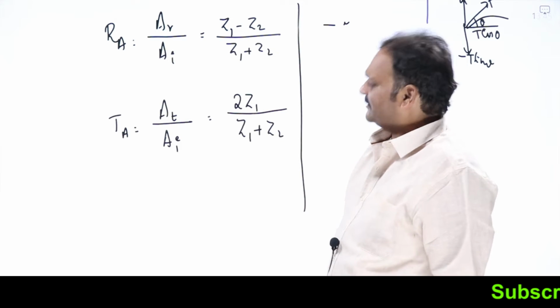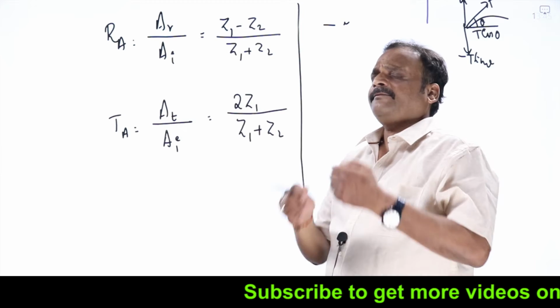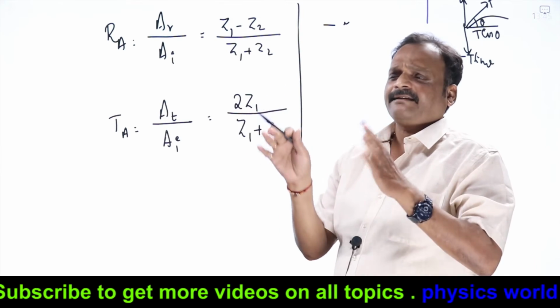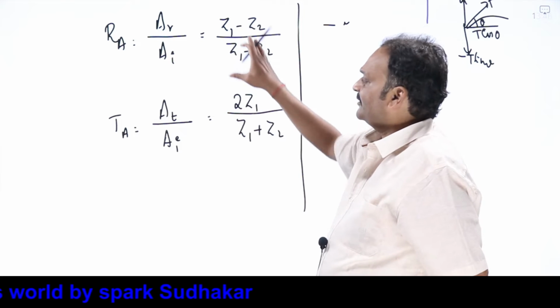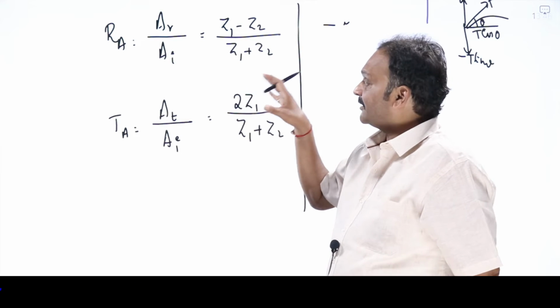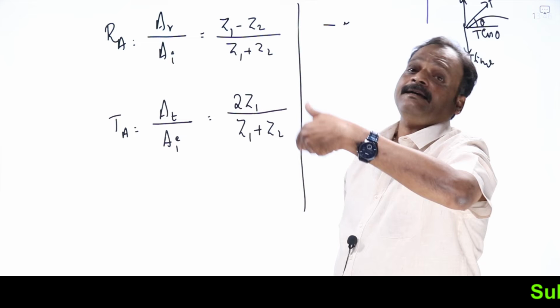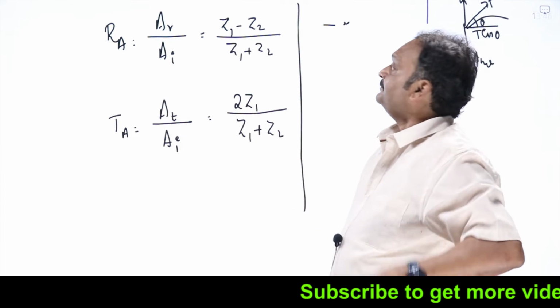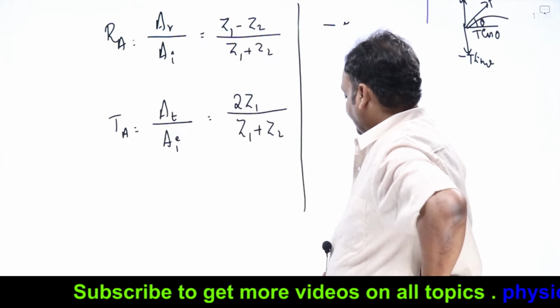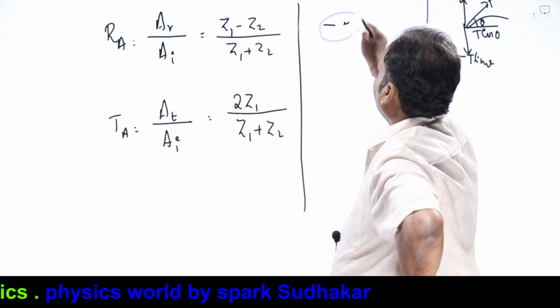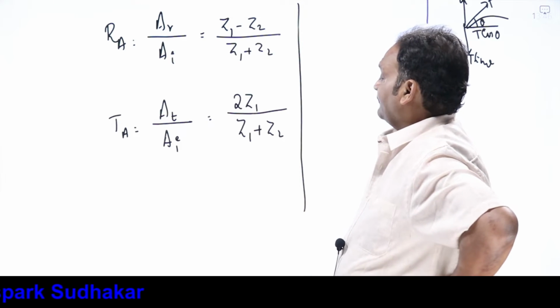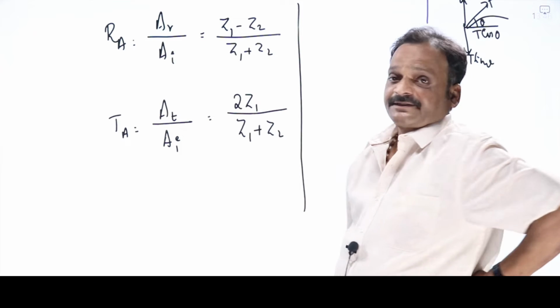This is the most general case we are discussing, applicable for any wave in general, anywhere, in an electronic circuit or electrical circuit or wherever it is. Reflection coefficient, transmission coefficient. I'm not talking about energy; in terms of amplitude we are discussing. So (Z1 minus Z2) by (Z1 plus Z2) is the reflection coefficient, and 2Z1 by (Z1 plus Z2) is the transmission coefficient.